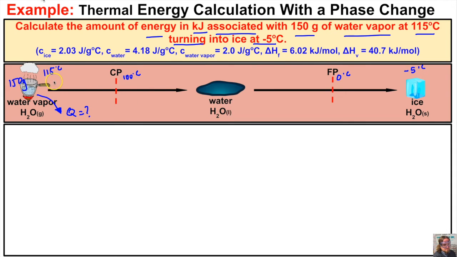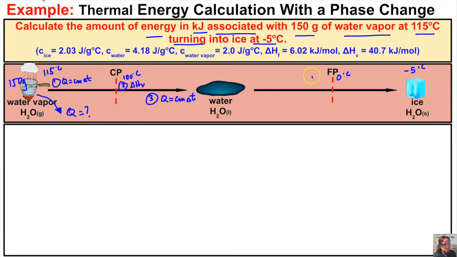So this is going to be a 6-step problem. Our first step will be Q equals Cm delta T for our water vapor going from 115 to the condensation point. At the condensation point, step 2 will be to figure out the heat of vaporization. That's the amount of energy this water vapor is going to need to release. Step 3, we use Q equals Cm delta T to figure out how much thermal energy this water is going to have to release as it goes from 100 to its freezing point of 0 degrees Celsius.